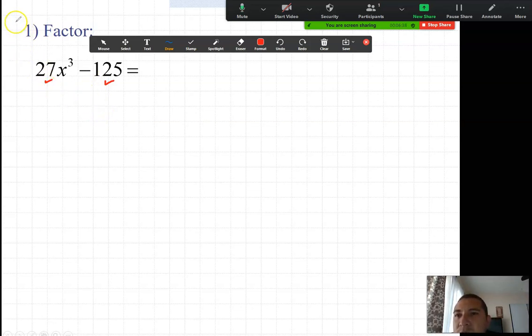But always make sure to check for a GCF first. So that's the first rule of factoring. You always check for a GCF first.